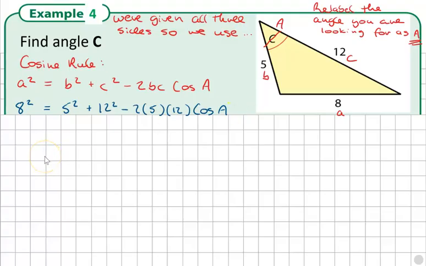So then we simplify. So 8 squared is 64. Then 5 squared is 25. Plus 12 squared is 144. Minus 2 times 5 times 12.